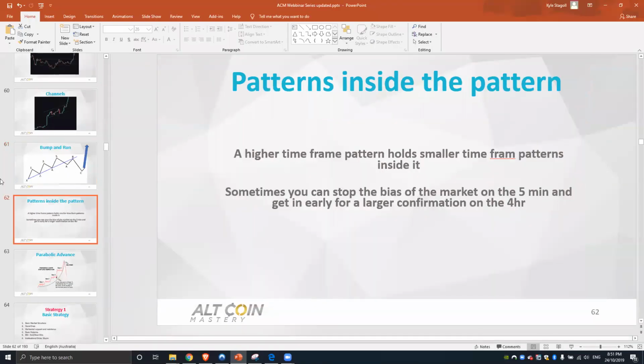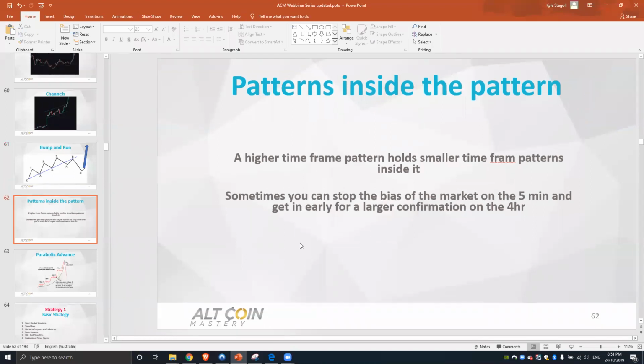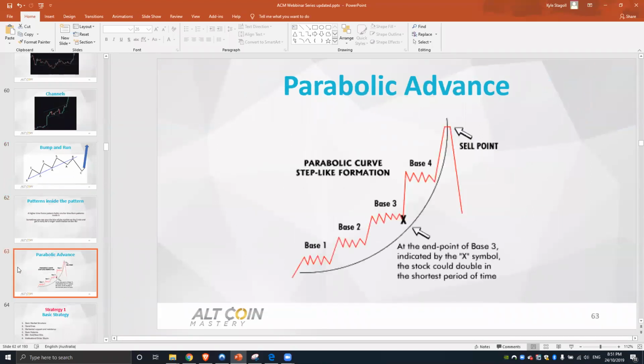Very good, very good. All right, so yeah, like Troy was saying before, there's always patterns inside patterns. This is parabolic advance, right? So we don't really need to cover this too much, but it's just important to understand, a broadening descending or broadening ascending wedge sort of creates this pattern a little bit as well. But you basically have the base 1, 2, 3, 4, which is just a whole heap of bull flags going up. So it's like pump, bull flag, etc.